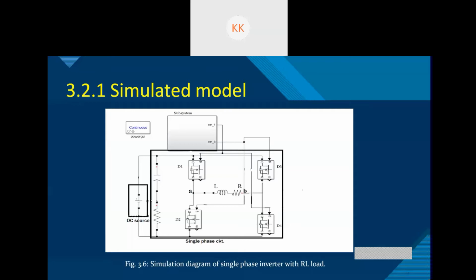There is an RL load in which L represents the inductance and R represents the resistance. There are four switches D1, D2, D3 and D4, and there is a DC source, and there is a capacitance C and resistance R.